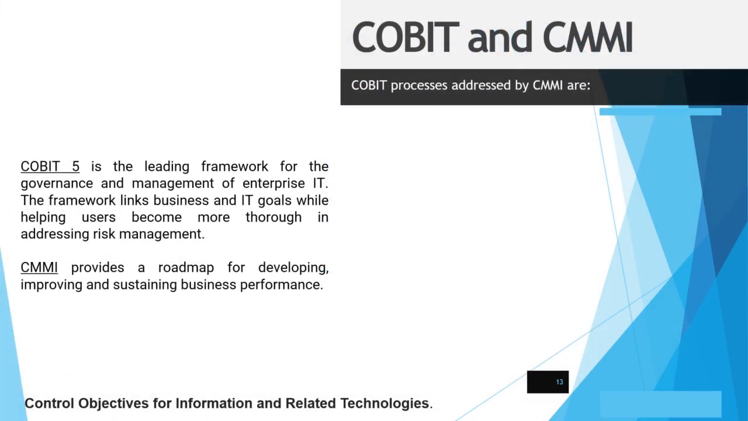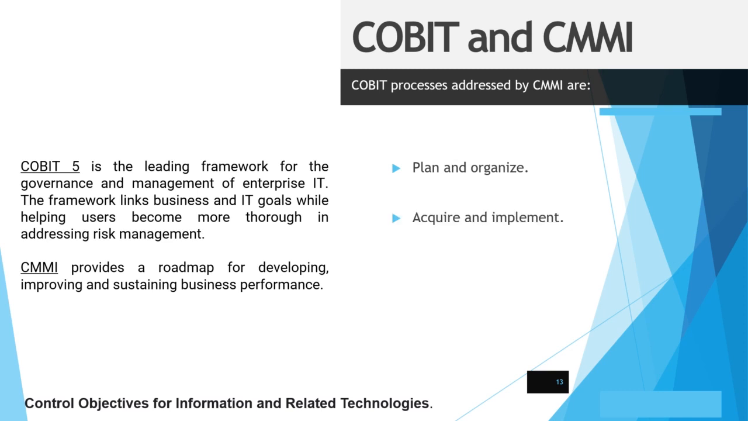Then comes COBIT, comparing COBIT with CMMI. What is COBIT? COBIT means Control Objectives for Information and Related Technologies. So COBIT 5 is a leading framework for the governance and management of enterprise IT. The framework links business and IT goals while helping users to become more thorough in addressing risk management. And CMMI will provide a roadmap for developing, improving, and sustaining business performance.